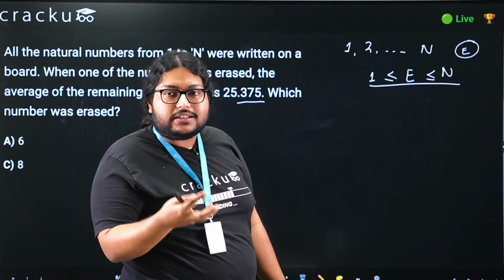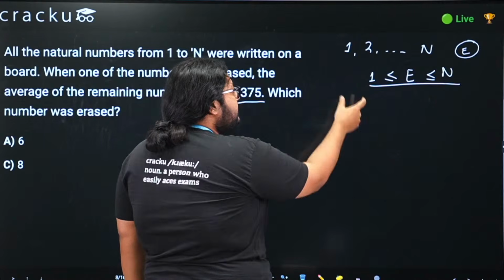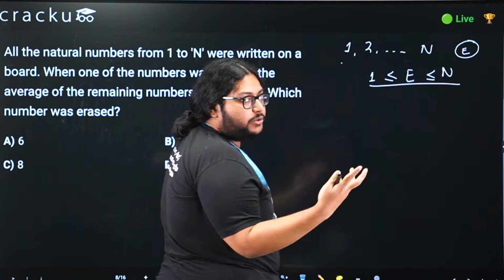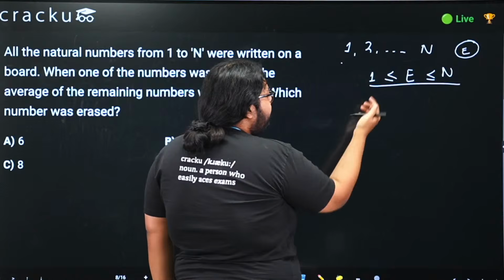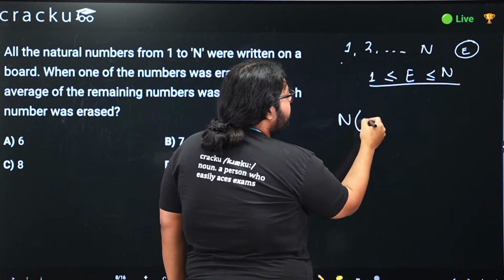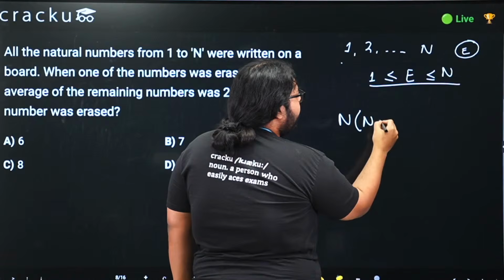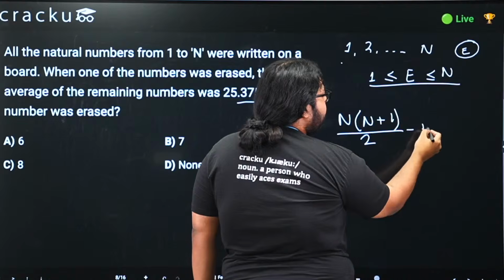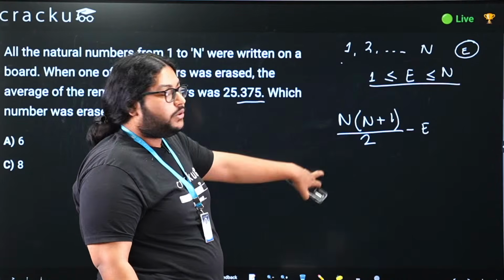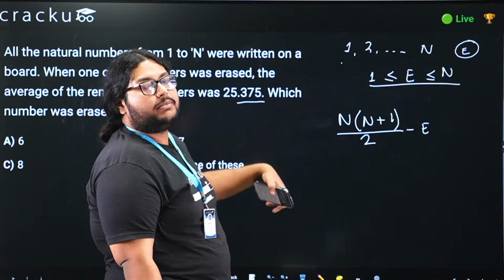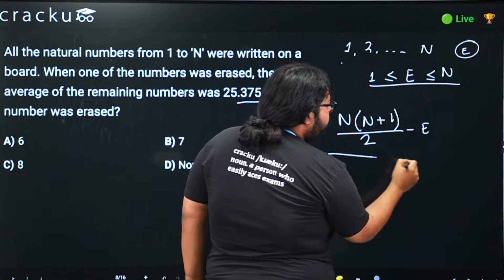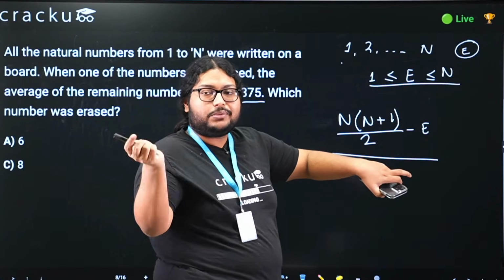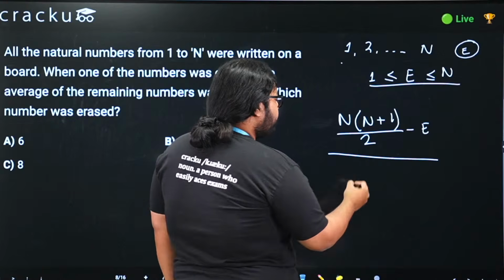So average would be what? Total divided by the number of terms, right? So what is the sum of all the terms? The sum of 1 to n, because we have the formula: the sum of the first n natural numbers is n into n plus 1 divided by 2. From here if I subtract E, that should give me the total of all the numbers that are still on the blackboard. And what is the total number of terms? 1 to n is n terms, but one term is removed, so it is n minus 1 terms.